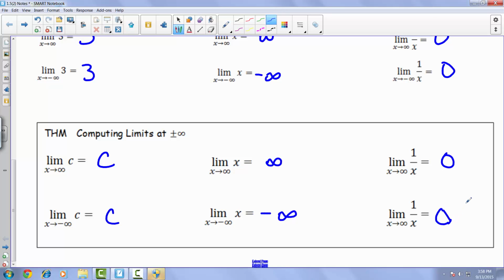So again, that is the warm-up for our 1.5 number 2 set of notes.